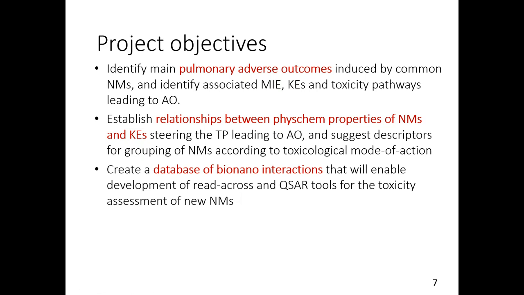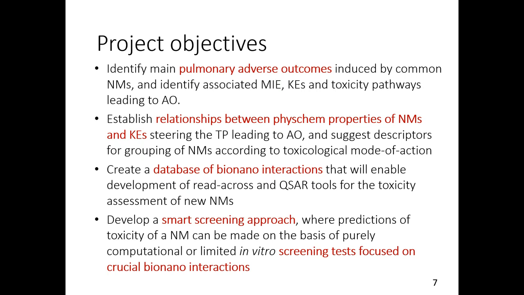Then, on the way to that goal, we are going to produce a database of bio-nano interactions. So we want to characterize them quantitatively, say how each property of a nanomaterial influences the state of the biomolecules it gets in contact with, and tissues like membranes. And then finally, based on this, we aim to design a smart screening approach where we could test only for initiating events or key events, and those specific properties identified that can be correlated with them, and make economic tests that certainly will not be based on in vivo measurements. So we design the tests based on in vivo predictions, but the tests themselves should be in vitro or in silico tests addressing crucial bio-nano interactions. So that's the plan.